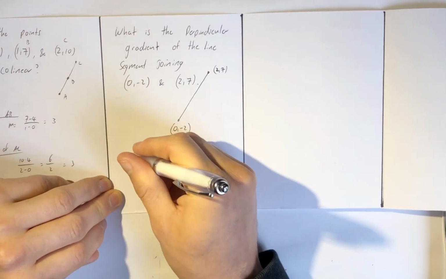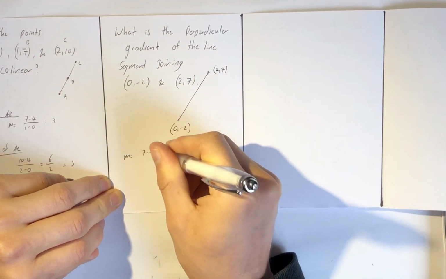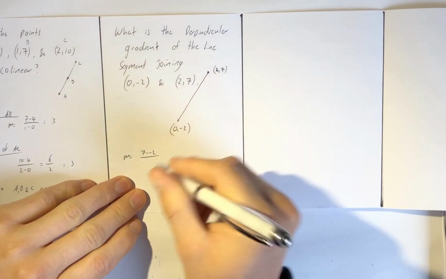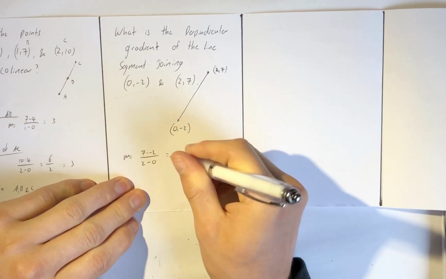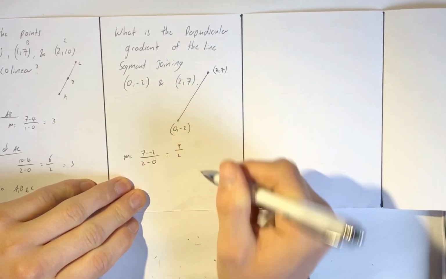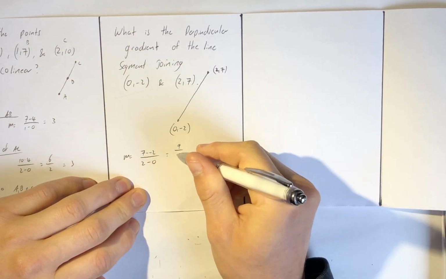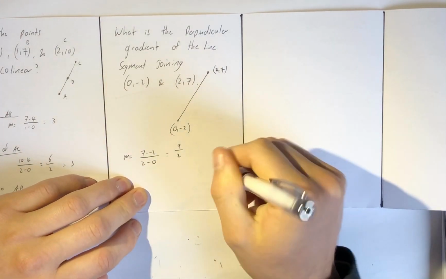All right, so gradient is rise over run. So 7 minus 2. So 7 take away the other y value over 2 take away the other x value. So we've got 9 over 2, which you can pretty much read off, right? 9 over 2. Now, perpendicular gradient is the opposite gradient.